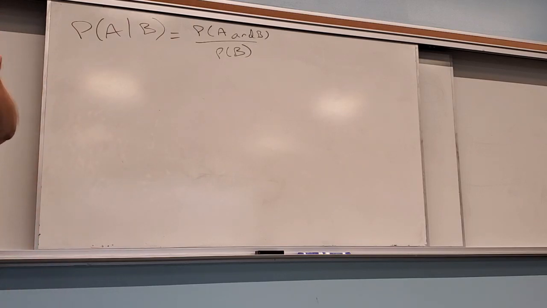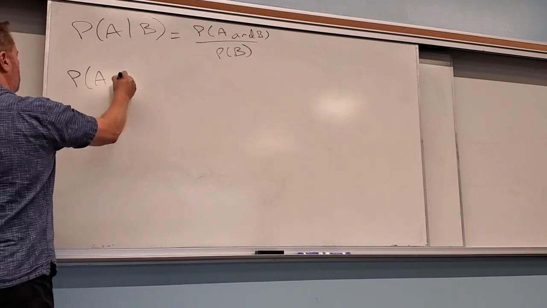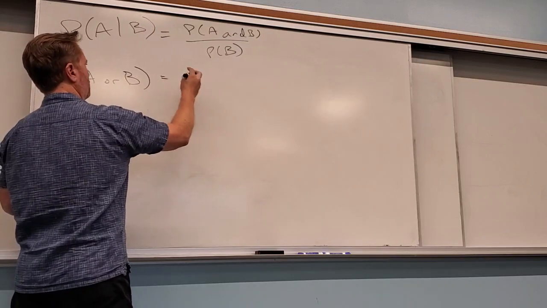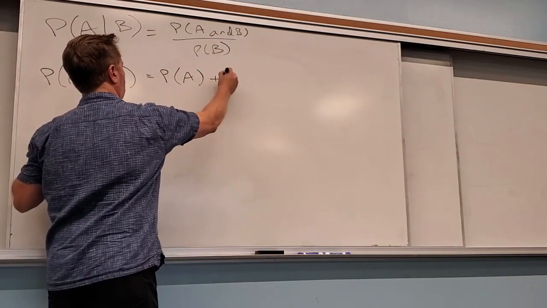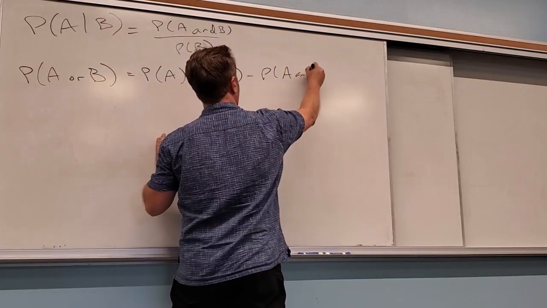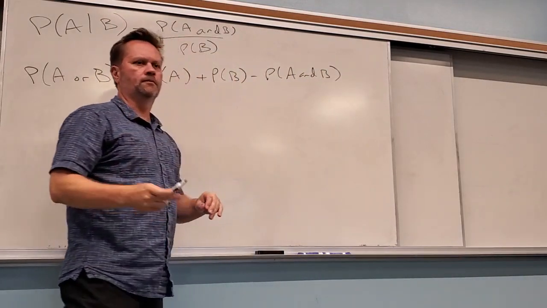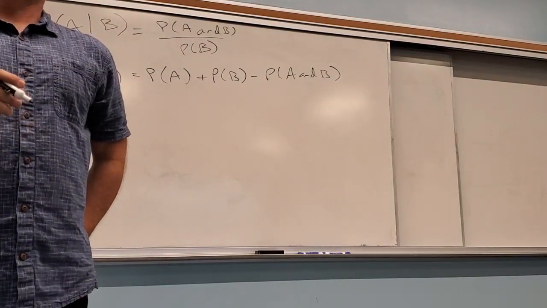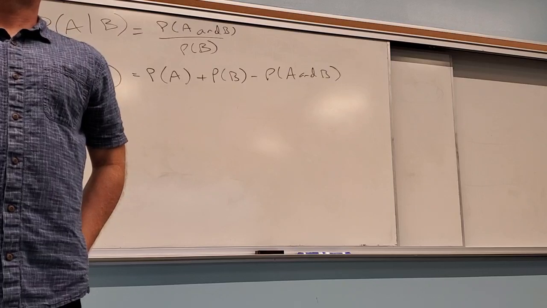Probability of A or B. There's probability of A added to probability of B, subtracted by probability of A and B. Yeah, that's powerful. Is that cool?